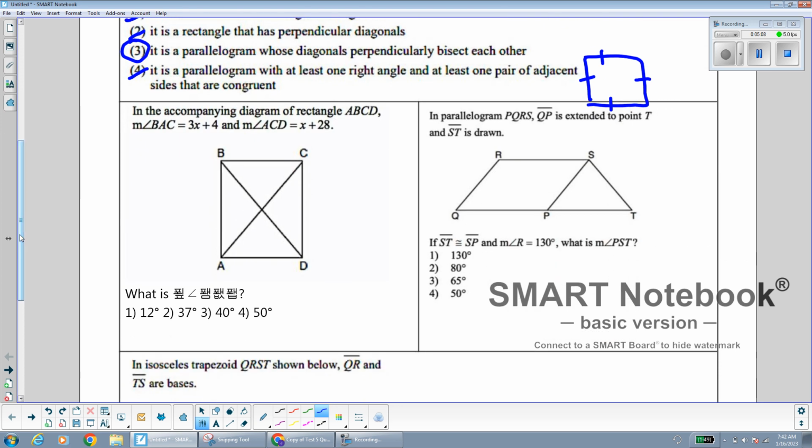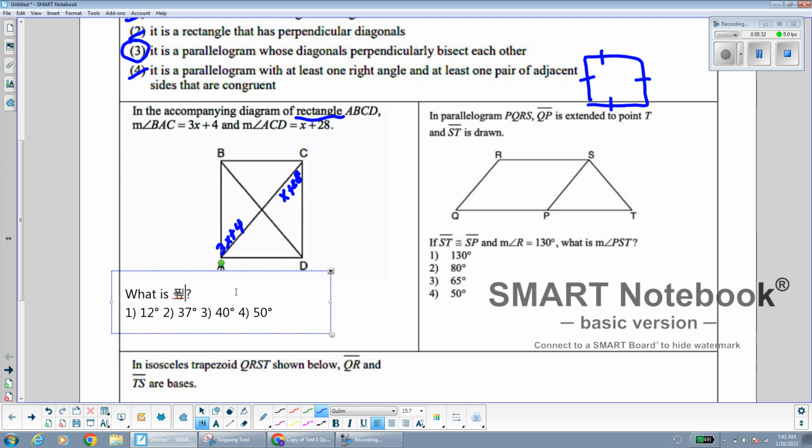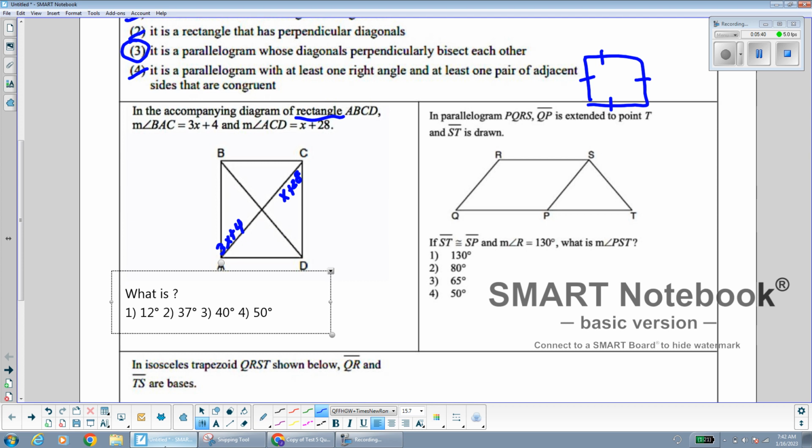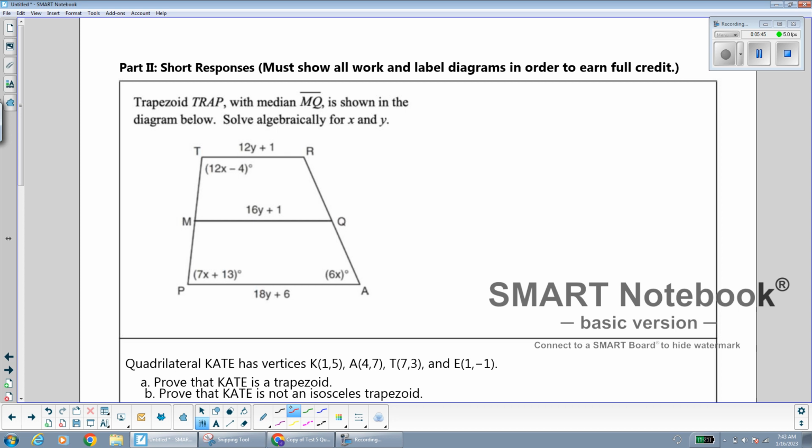Okay, we know that the measure of angle BAC in this rectangle is 3x plus 4. And we know that the measure of angle ACD is x plus 28. What is the measure of angle ACB? So we are looking for, let me put a question mark.